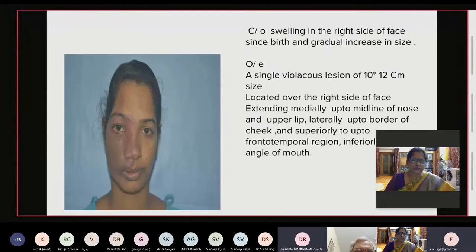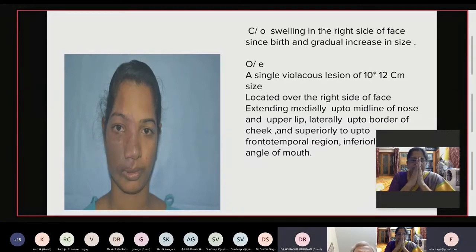A middle-aged female presented with a complaint of swelling in the right side of the face, present since birth and gradually increased in size. There is no history of similar lesions elsewhere in the body, no history of seizures, no history of any visual abnormalities, and no history of any cardiac complaints.